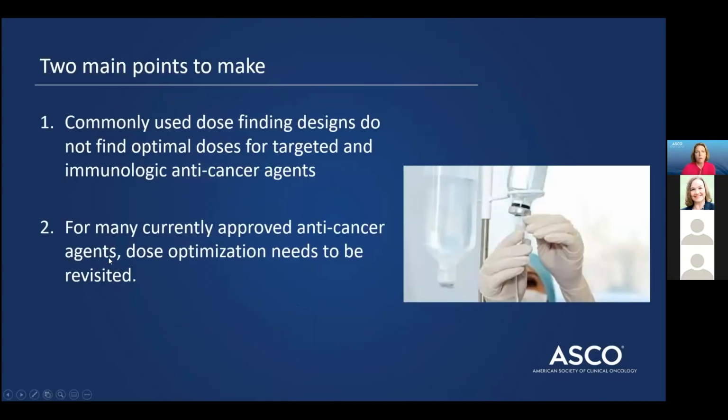All right, so I'm going to start out with the 2 points I want to make. So I'm unfolding my story, but at the same time, I'm letting you know where I'm going. So 2 points I want to make today are that the commonly used dose finding designs do not find optimal doses for targeted and immunologic cancer agents. And second, for many currently approved anti-cancer agents, dose optimization needs to be revisited.